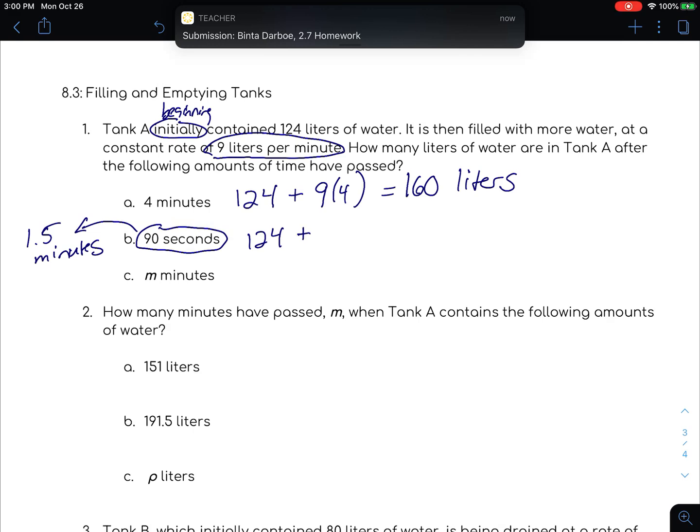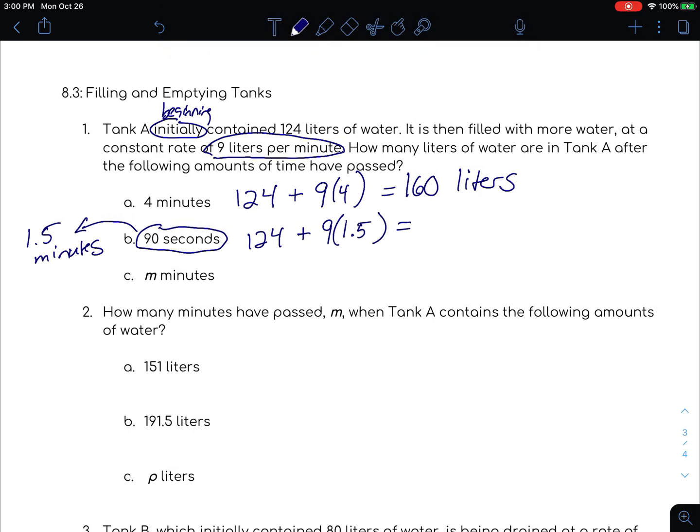So once again, we had 124, and we're going to do 9 liters over 1.5 minutes this time. So we're not going to add that many liters, but that's going to be about 13.5, or exactly 13.5. So that brings us up to a total of 137.5 liters.